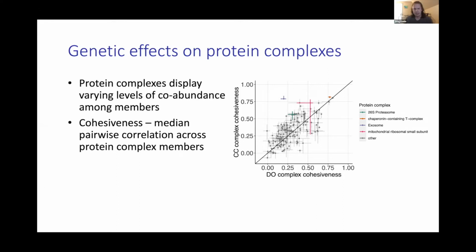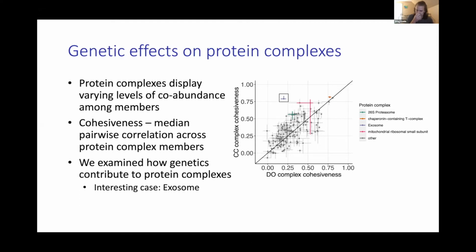And so we use this, what we're going to call cohesiveness, and that summary is the median pairwise correlation across the protein complex. And here we're comparing that for over 100 annotated protein complexes, and you can see that it's nicely consistent across the CC and DO, though there are some unique differences, and that can allow you to find little stories that then become interesting when you dive into them.